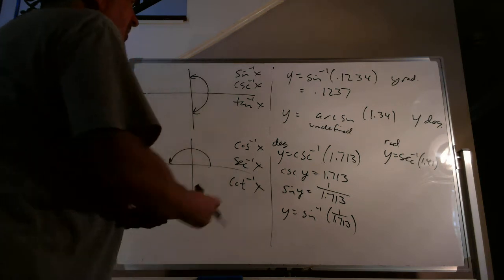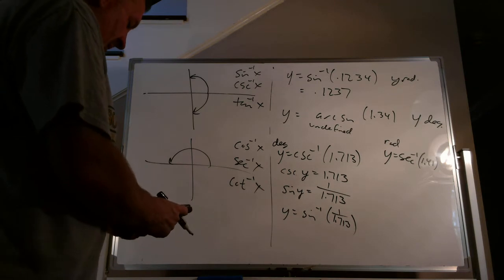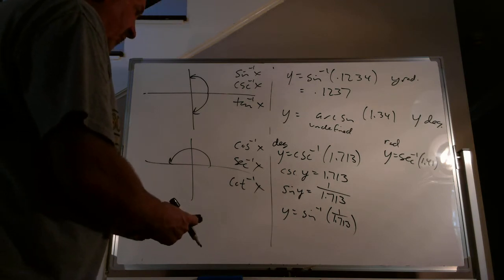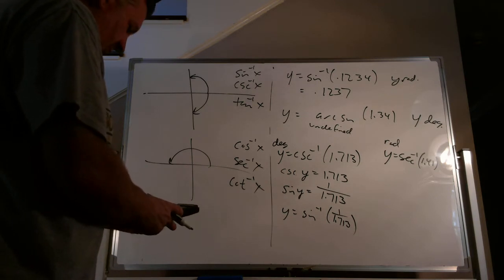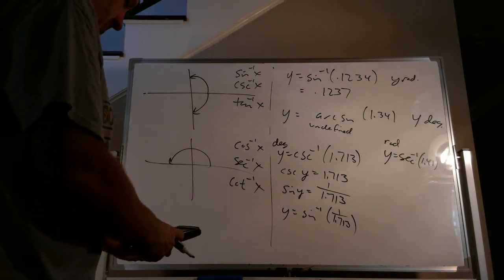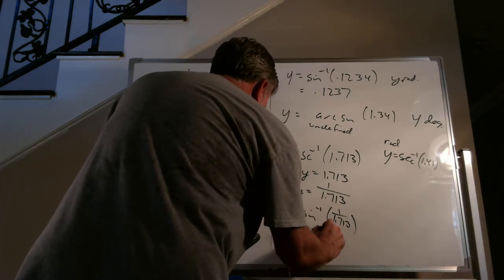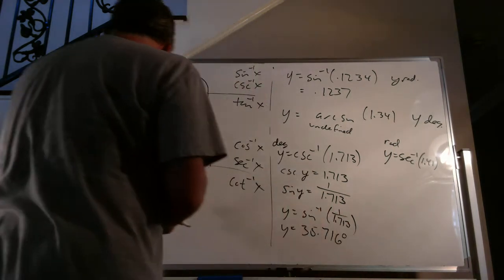Okay, so now we wanted the answer to be in degrees here. I am in degree mode. So sine inverse of 1 over 1.713. So y here is 35.716 degrees.